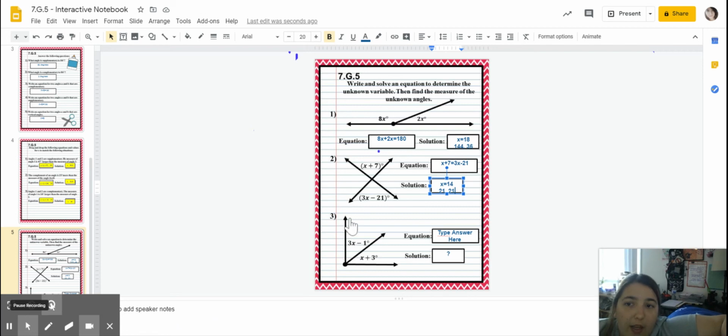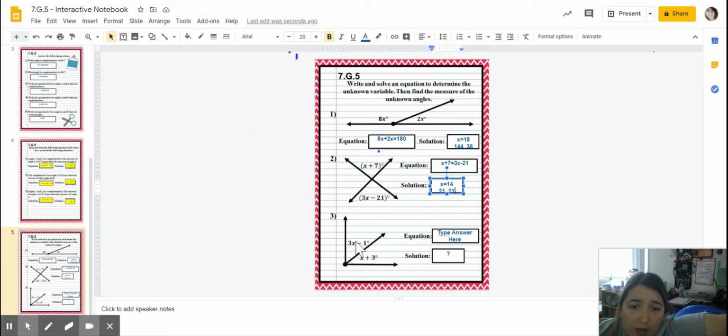Time for number 3. Now, this one is complementary. Complementary angles are equal to 90, and we're going to add these two together and set it equal to 90. So 3x minus 1 plus x plus 3 is equal to 90. 180 would be the straight line. This is a right angle.